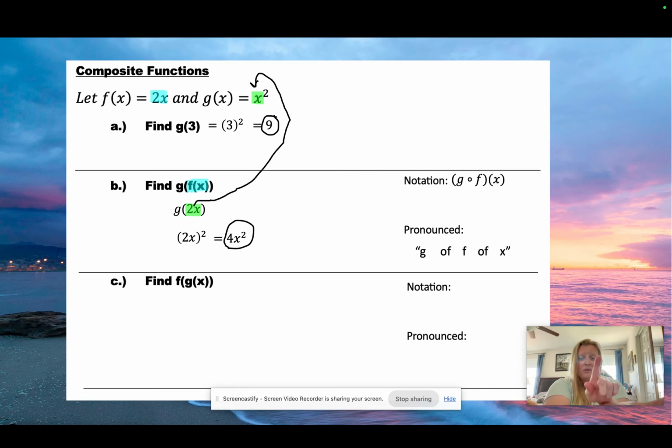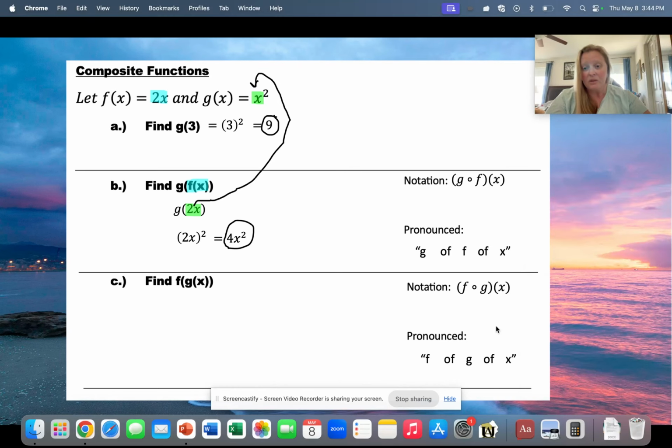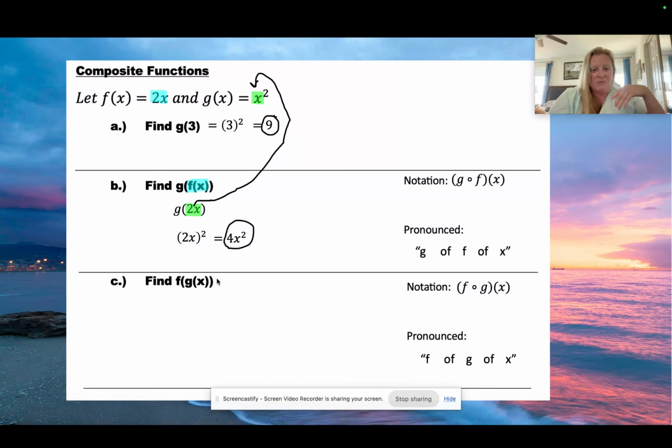Then we do it the other way around. What if I switch the F and the G? So this notation, they would just reverse. This is F of G of X. That would be how you pronounce it. And a lot of math teachers will just say fog X because we're lazy. We don't like to say that over and over and over. So sometimes you hear teachers say fog X, but it means F of G of X.